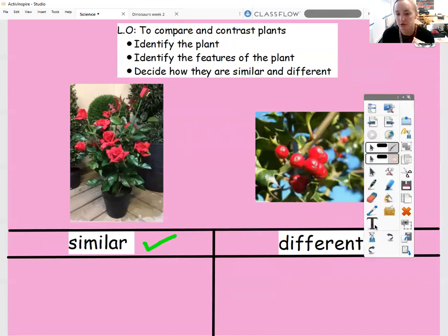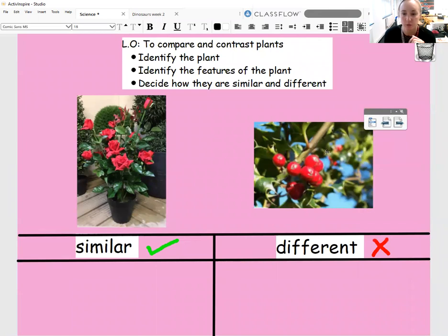So on your screen, you should see two different plants. So what we need to do first, we need to identify the plant. So say the plant name. I'll do the first one together and then you can all have a go at helping me next. So here I've got a rose plant, okay? And on the right hand side, I've got holly. So I've identified the plant, and now what I need to do is try and identify the features of the plant. So what I know this plant has.